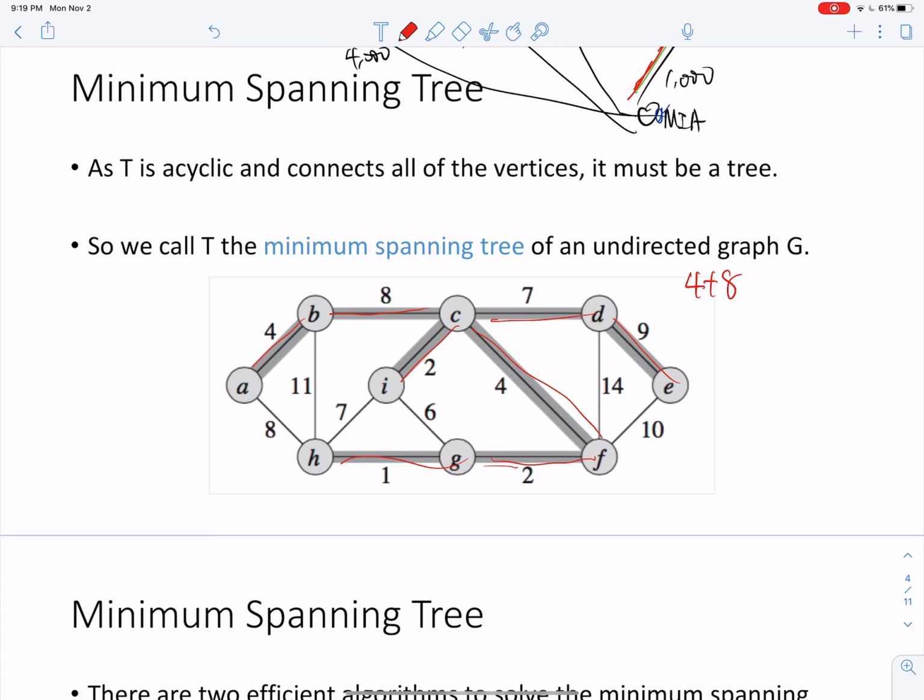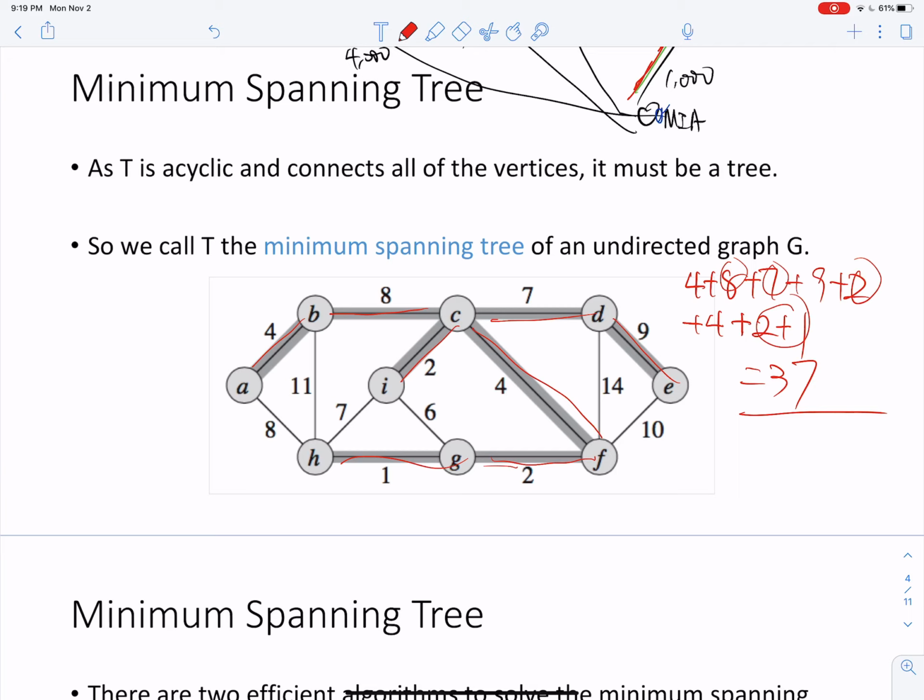of the widths is 4 plus 7, 8 plus 7 plus 9 plus 2 plus 4 plus 2 and plus 1. Let me say, so 10, 20, 20, and this is 37. Okay, 37. So this is the total weight in the edges that we pick.